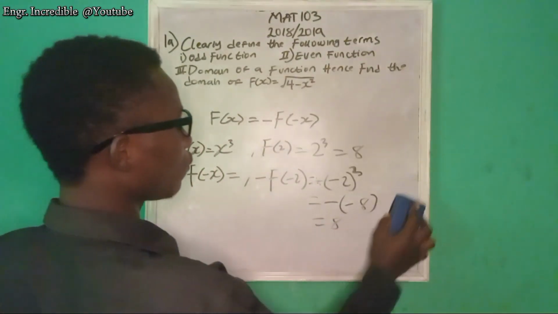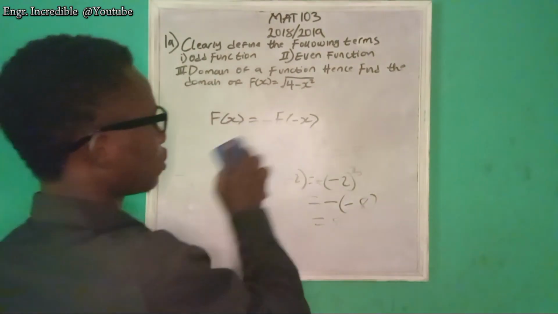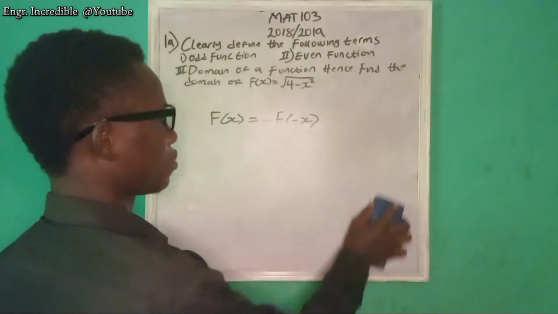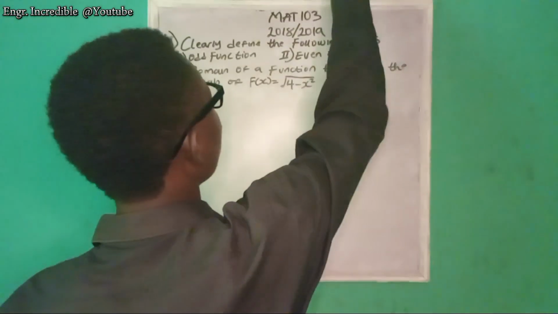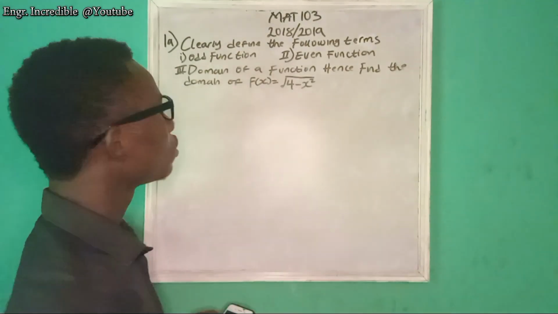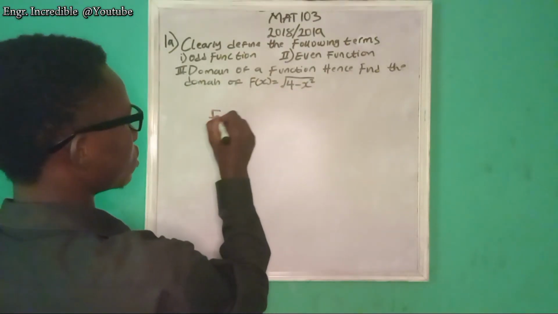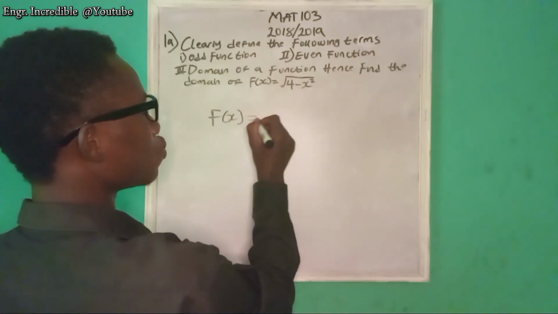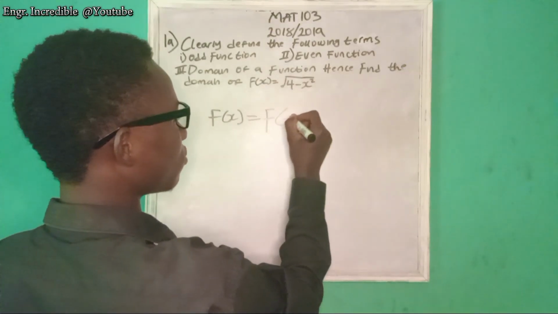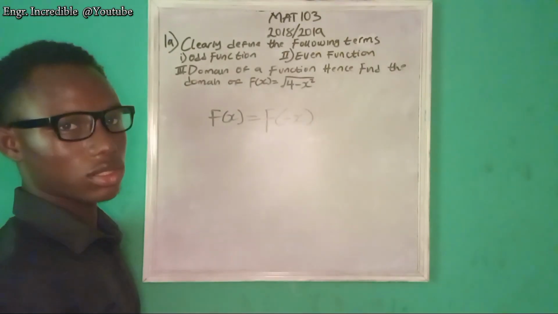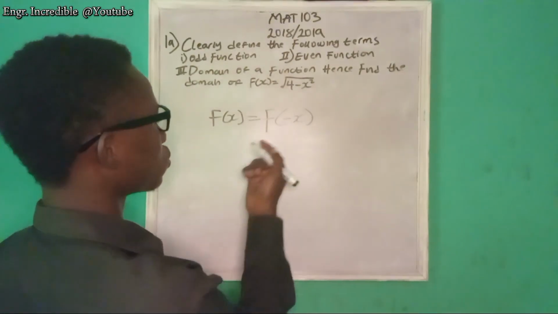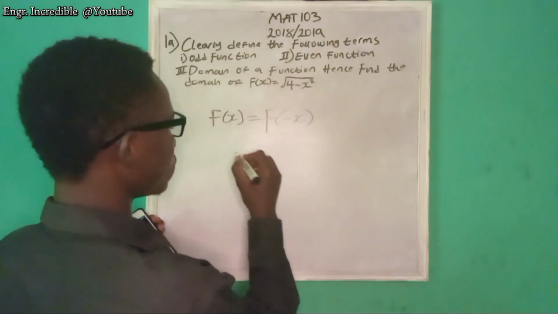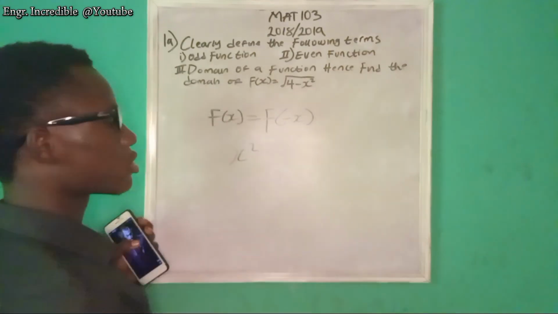Now for an even function, f of x must be equal to f of minus x. That is how to test for an even function. An example of an even function is x square.